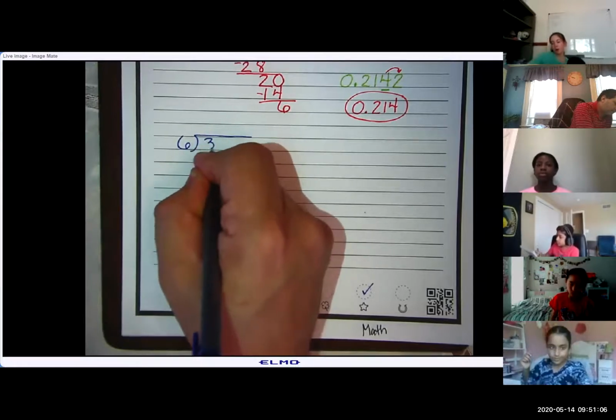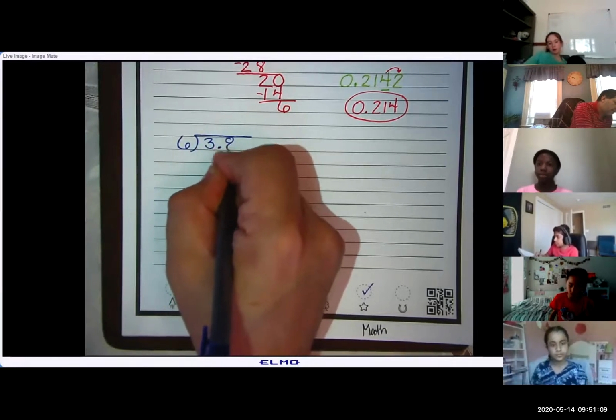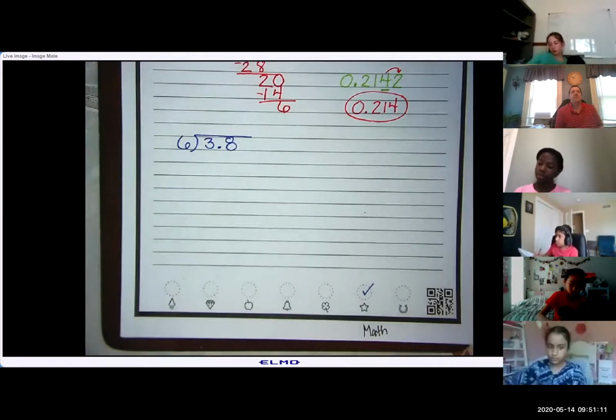I have another question. Yes. So for every non-terminating decimal, when we get to our 4th one, do we have to round to the nearest 10 all the time?